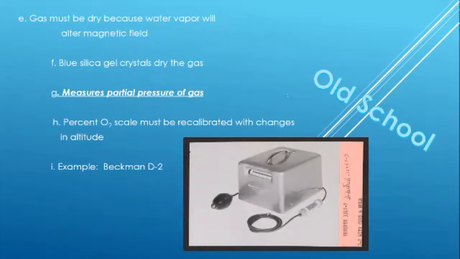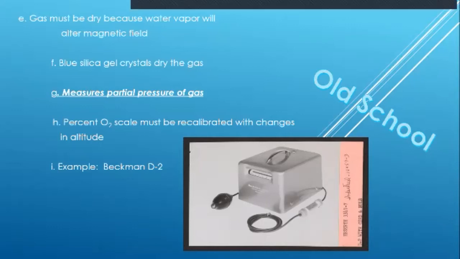This scale indicates the partial pressure and the percentage of oxygen in the sample gas. Gas must be dry because water vapor will alter the magnetic field. We dry gas with blue silica gel crystals. Remember that. We dry gas. In order to make the gas really dry, we use what's called blue silica gel crystals. And this paramagnetic analyzer, here's the most important part right here, measures the partial pressure of the gas. That's what you need to know. It measures the partial pressure of the gas. And also, you need to know that it uses dry gas, right? So in order for the gas to get dry, we use what's called blue silica gel crystals.